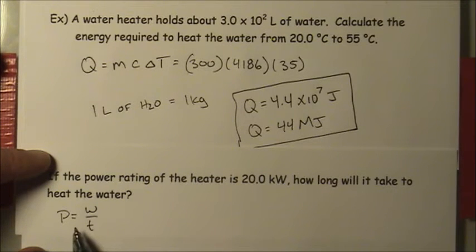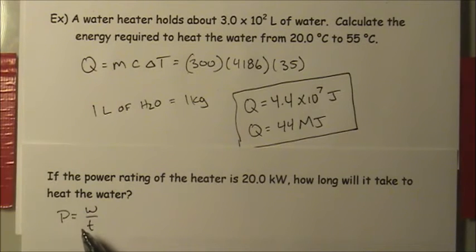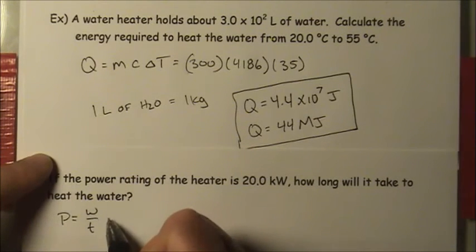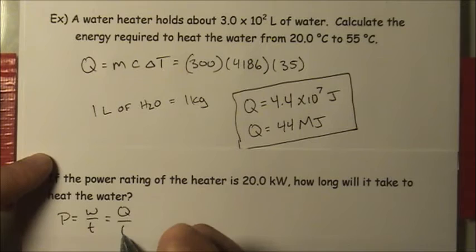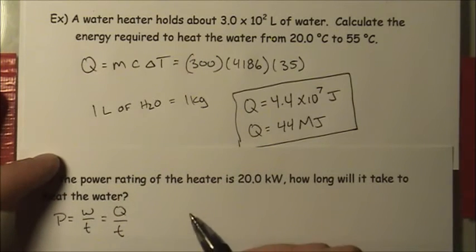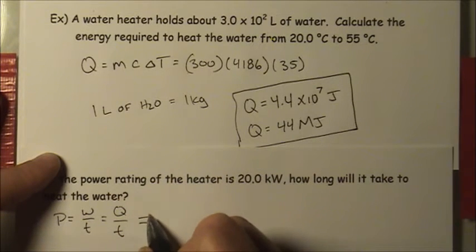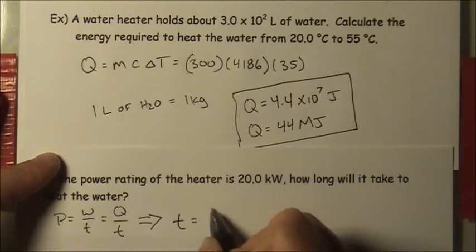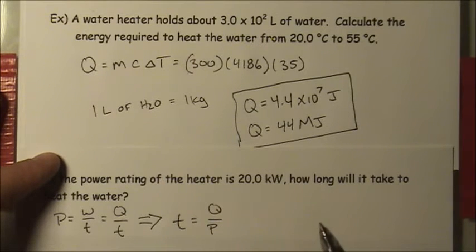but we can modify the equation because, just to remind you, work, energy is the ability to do work, and that includes thermal energy. So I could just as easily say Q over T. This is the same equation, still energy over time, but in this case we're talking about thermal energy. So this will lead to the equation that T is equal to Q over P.